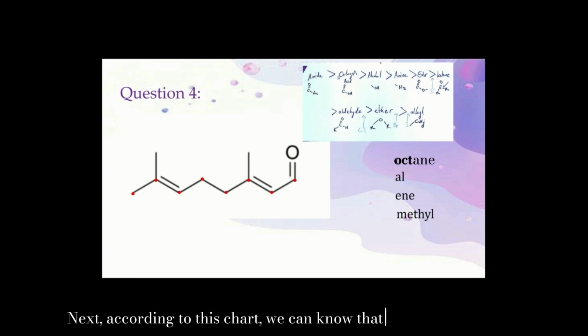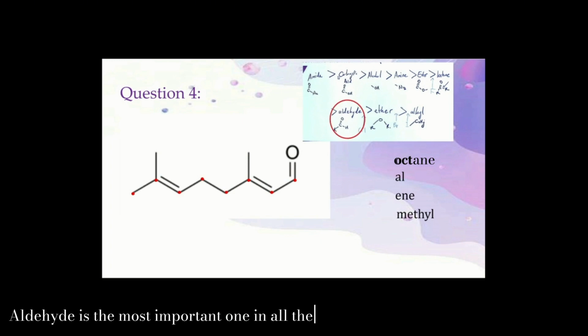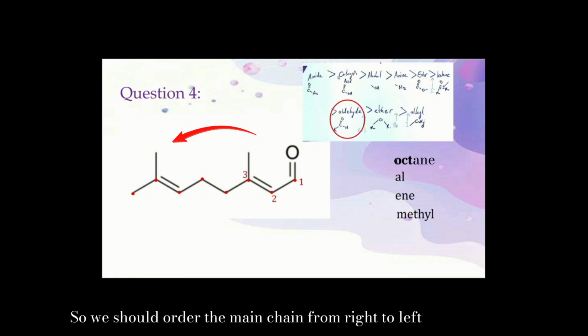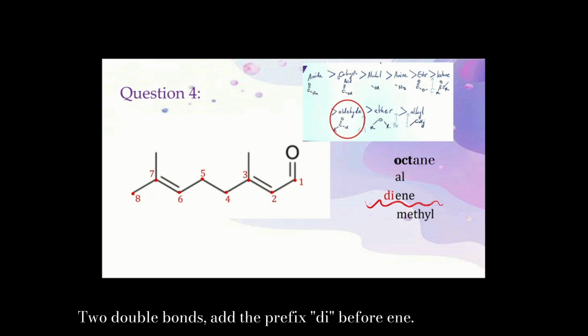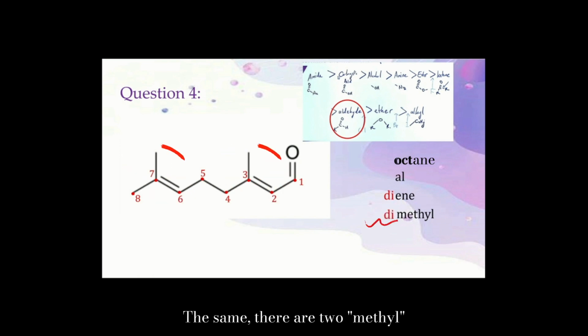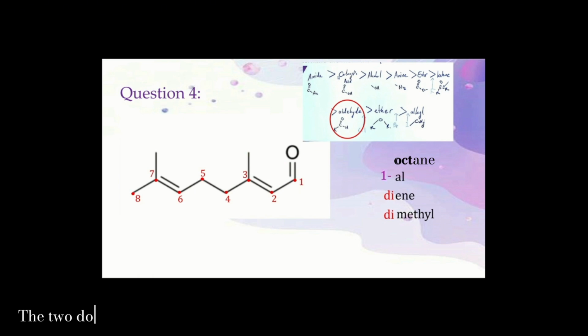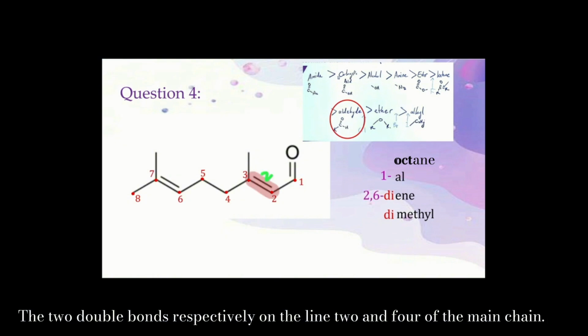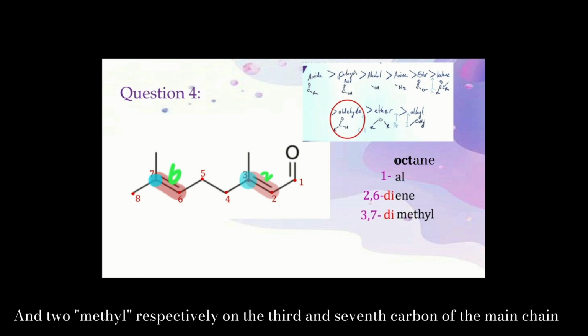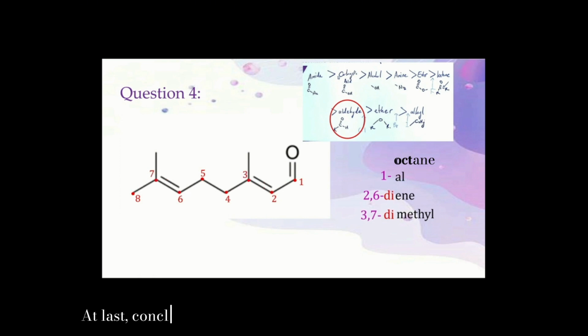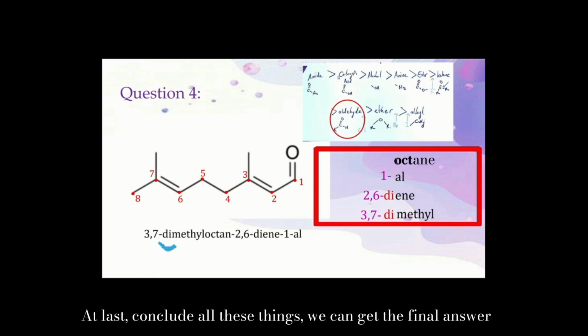Next, according to this chart, we can know that aldehyde is the most important one among all the functional side groups in this question. So we should number the main chain from right to left. For 2 double bonds, add the prefix "di" before "-ene". The same, there are 2 methyl groups. Aldehyde is on the first carbon of the main chain. The 2 double bonds are respectively on carbons 2 and 4 of the main chain, and 2 methyl groups are respectively on the 3rd and 7th carbon of the main chain. At last, concluding all these things, we can get the final answer.